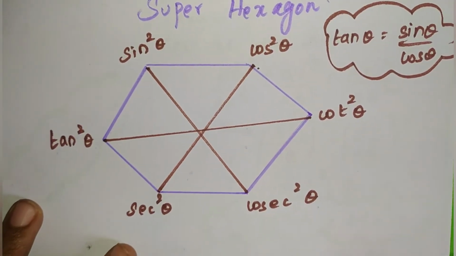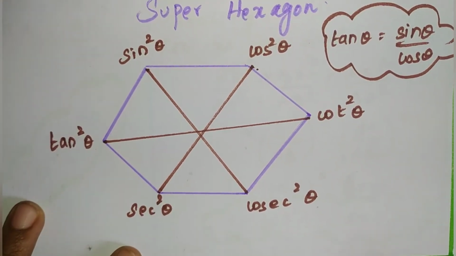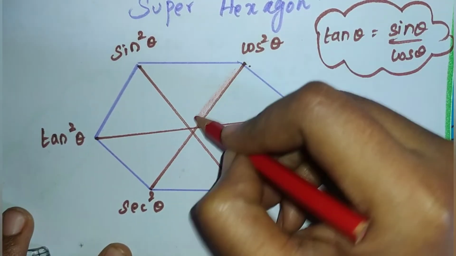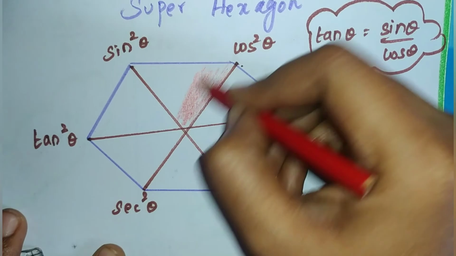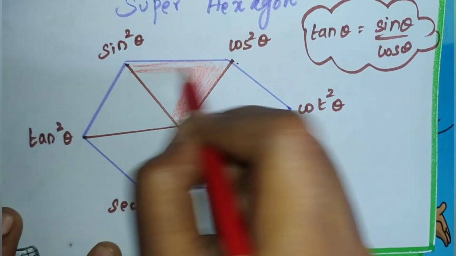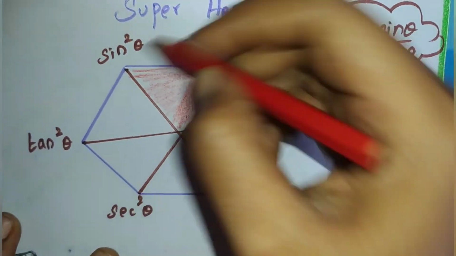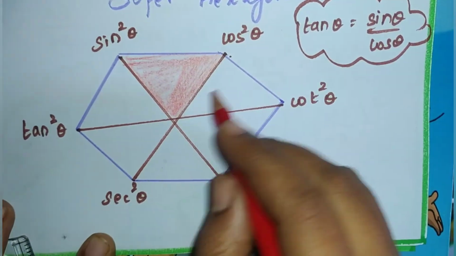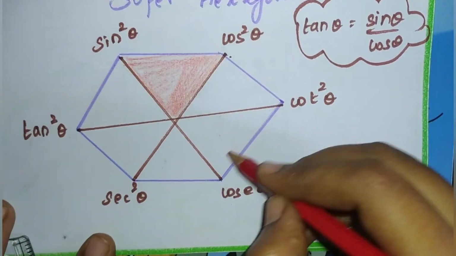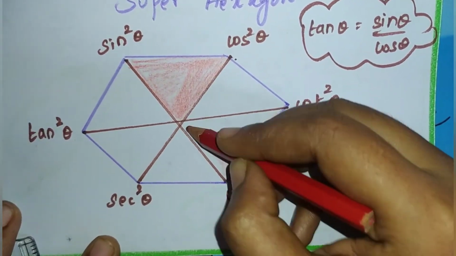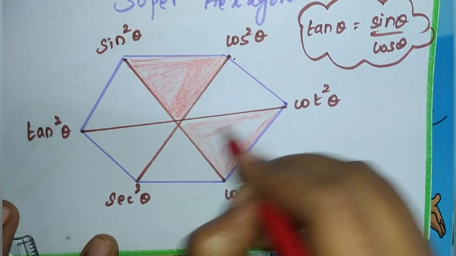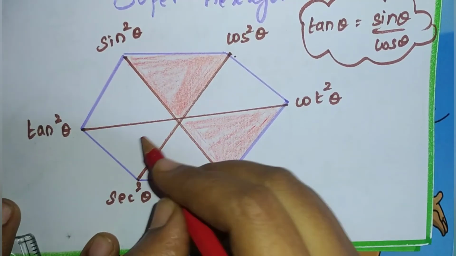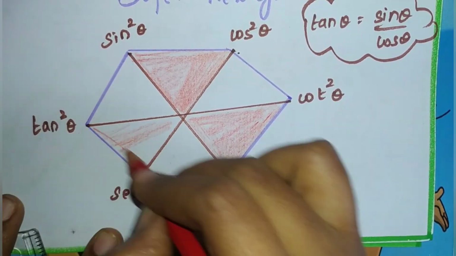And shade the triangle, this triangle. Start with here and leave this triangle and shade this one. And leave this triangle and shade this one.